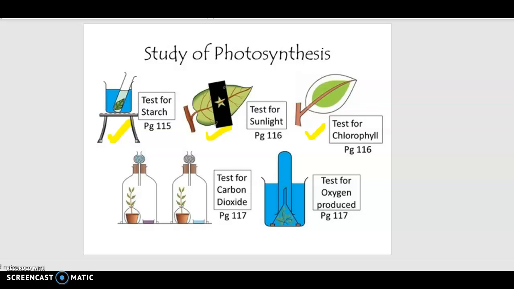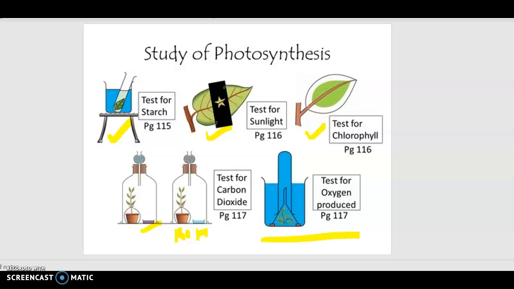Then the test for chlorophyll, that was the first experiment, when we took a leaf, put it into alcohol and then went for the iodine test. Then this is the test for carbon dioxide, where we are using KOH or soda lime to absorb carbon dioxide. And finally, if we do the iodine test, we'll find that no starch is synthesized in the leaves.